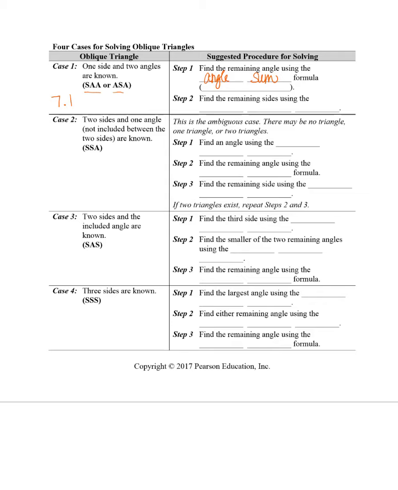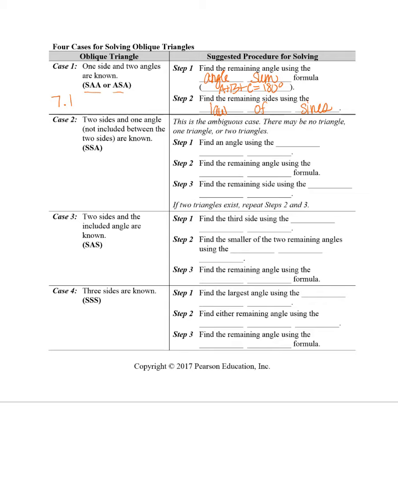And the angle sum formula is just that the sum of the angles is 180. A plus B plus C is 180 degrees. And then you find the remaining sides using the law of sines. So you'll use the law of sines twice to find those other 2 sides.